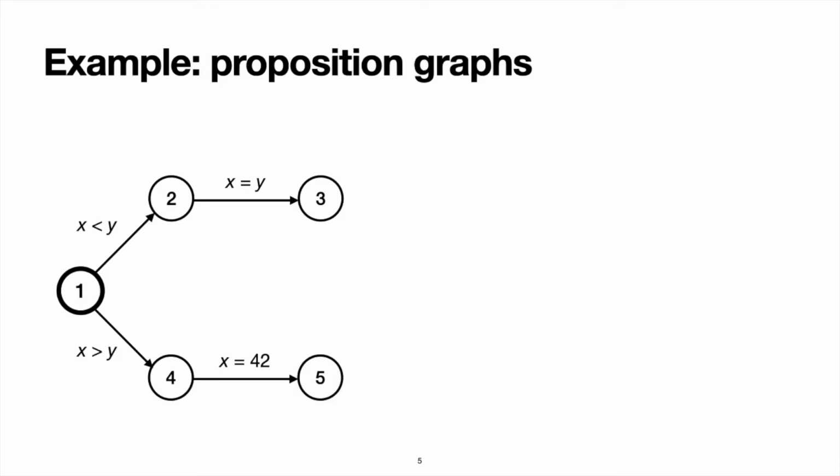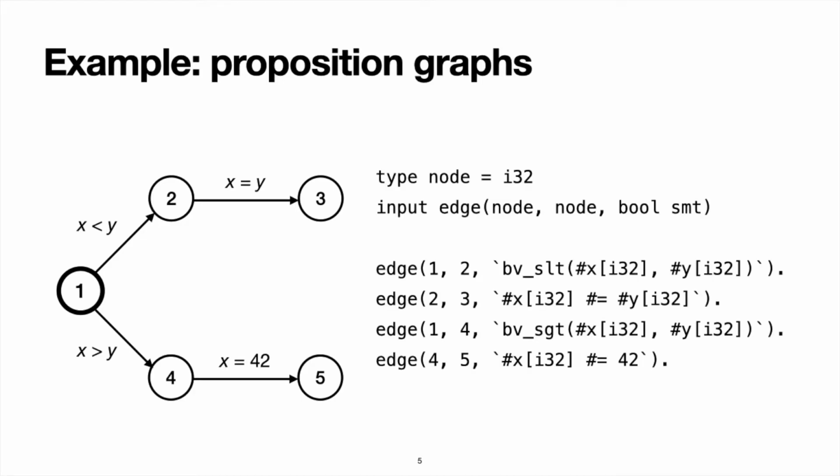You could use Formulog to represent and reason about proposition graphs, which are graphs where the edges are labeled with SMT propositions, like the graph on the slide here. To do this, you could declare an EDB relation, and then go ahead and enumerate the members of that relation, where the third argument for an edge is going to be a complex term representing an SMT proposition.